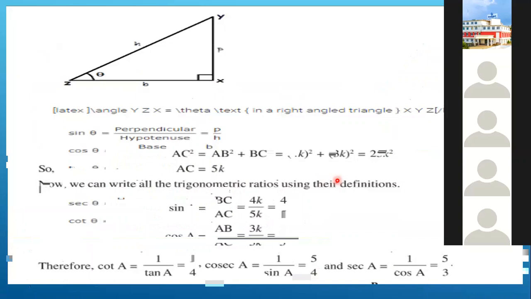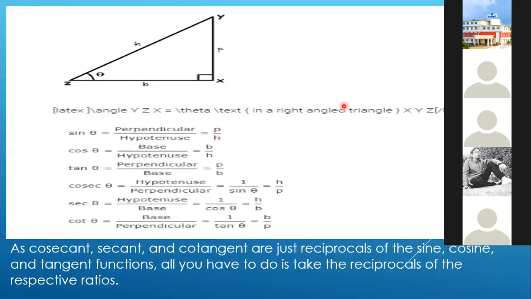4 square plus 3 square. 4 square is 16, 3 square is 9. 16 plus 9 is 25. So the AC value is 5. We all got 5? Yes, ma'am. So now we got everything. Now they're asking us to find all trigonometric ratios. So first we find sine A.